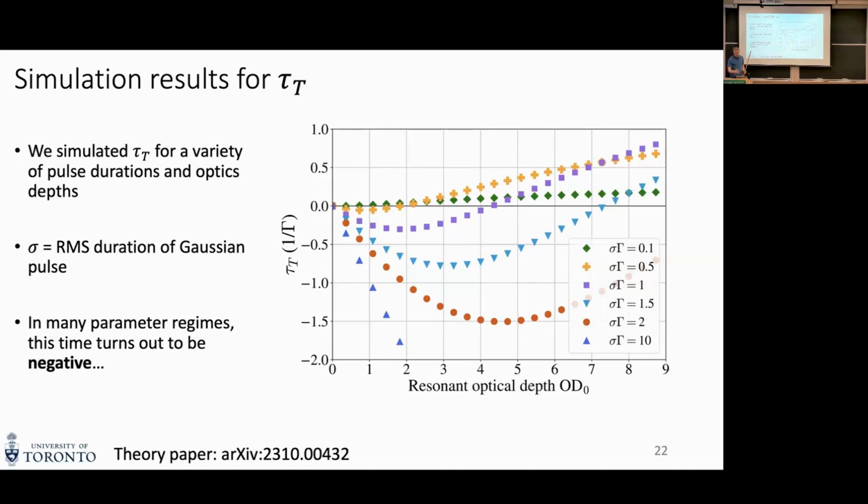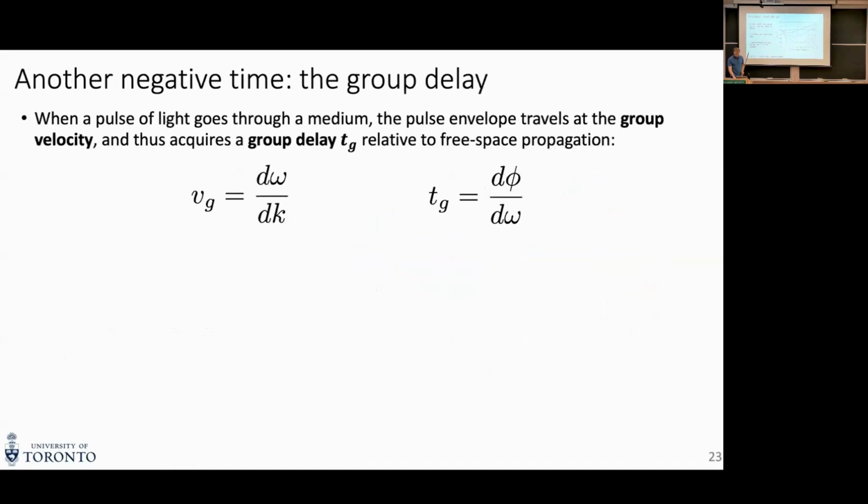Okay, so we were very confused about this negative number for quite a while. And eventually we decided, okay, there's another negative time that shows up in optics. Maybe they're somehow related to each other. And so this other negative time is just the group delay.